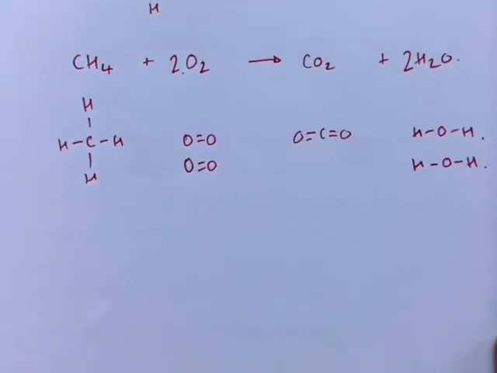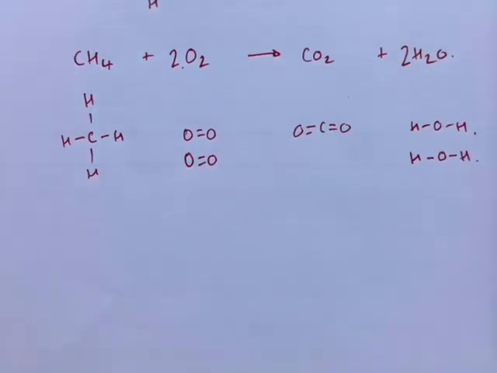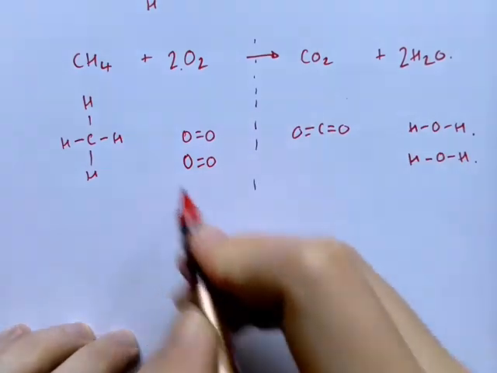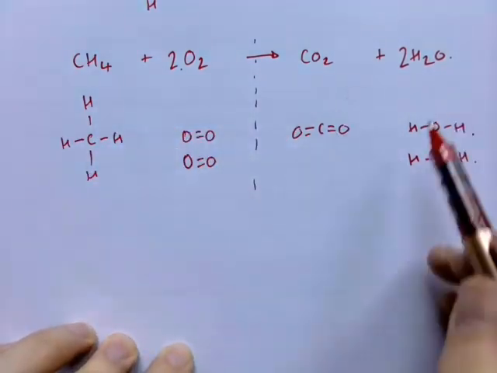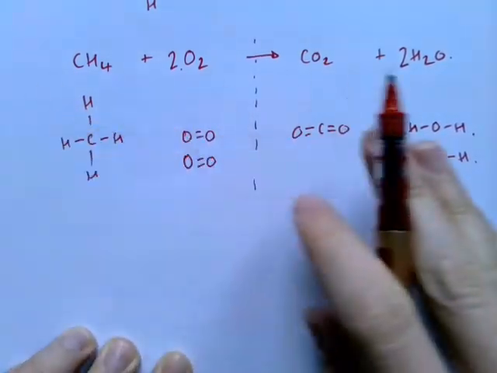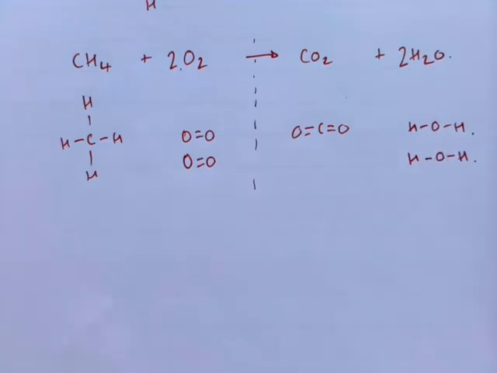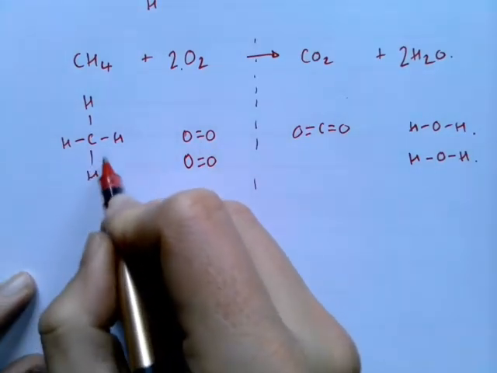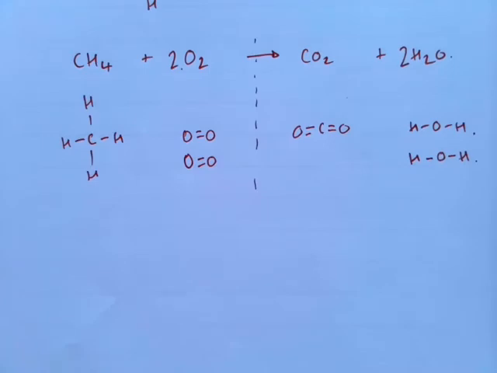Let's go back to our combustion of methane example. Normally we would add up all the bonds over here. If we draw a line in the middle, add up all the bonds over here, add up all the bonds over here, do these bonds minus these bonds, gives us our total energy change. Let's not do that. Let's say that perhaps we don't know the carbon-hydrogen bond energy and we want to find it.